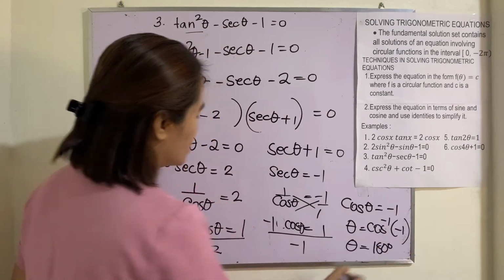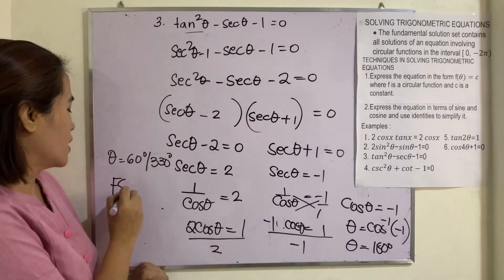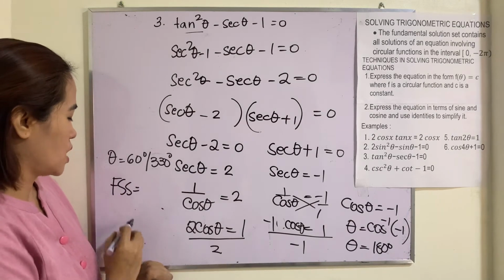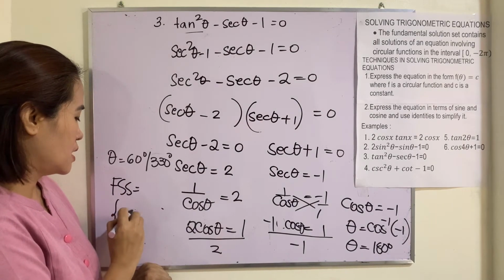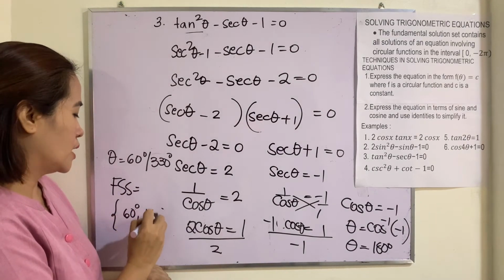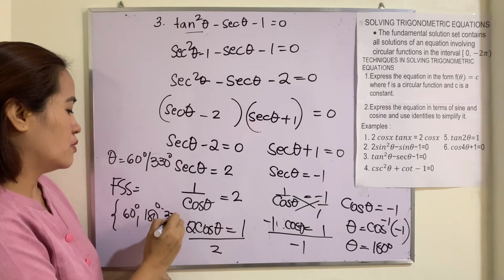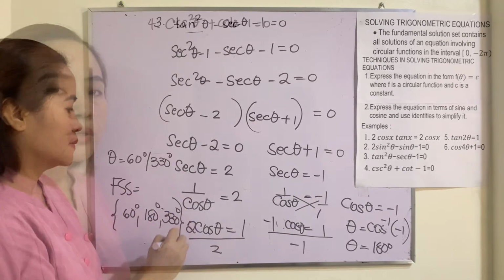180 degrees. So therefore, our FSS, fundamental solution set, will be 60, 180, 330 degrees. Example number 4.